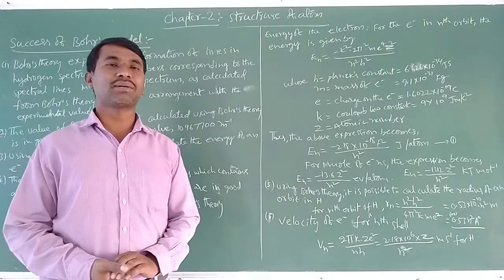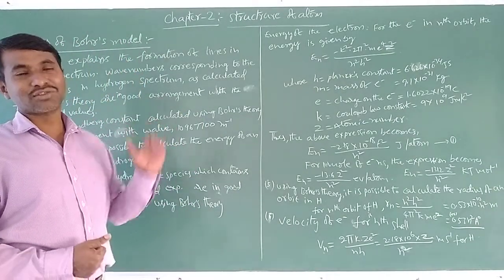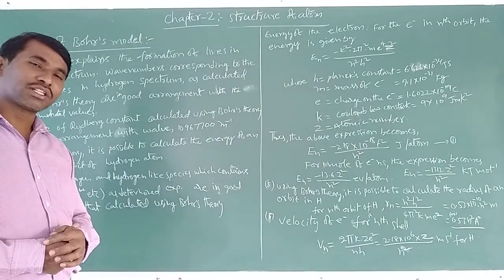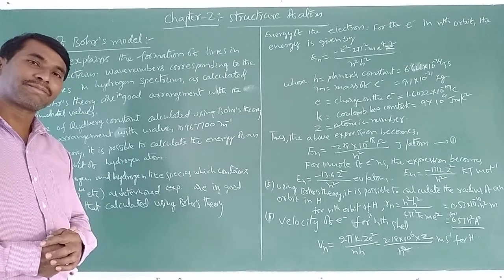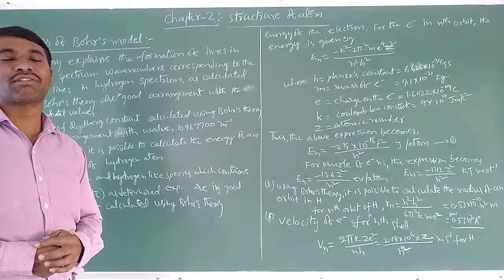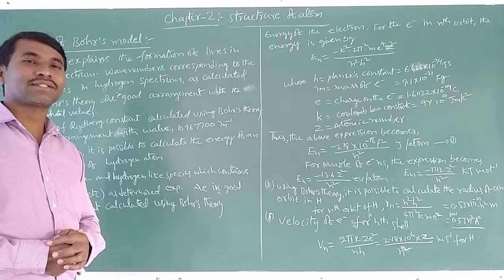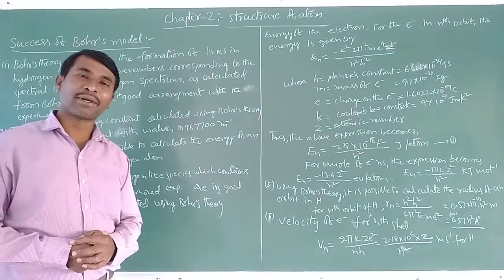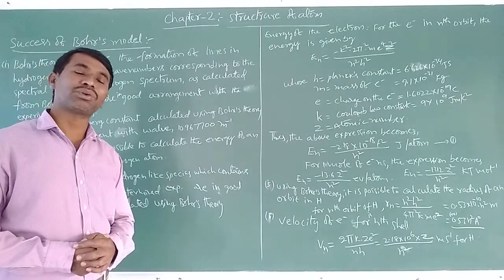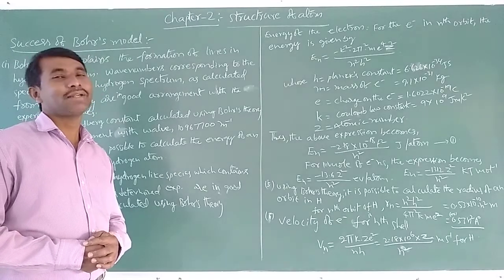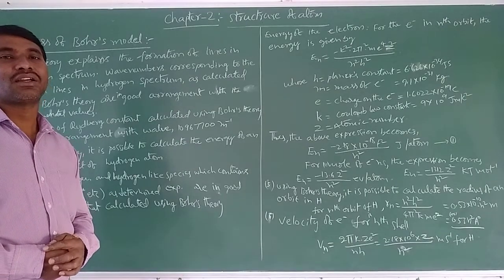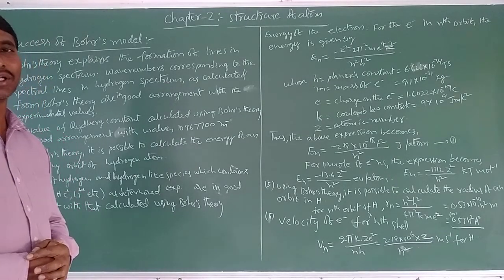Today I am going to be discussing the structure of the atom: the success of the Bohr model, or Bohr atomic theory. We know the main postulates of Bohr atomic theory: electrons revolve around the nucleus with a specific velocity in a circular path. The circular paths are called orbits, and the angular momentum mvr is equal to nh by 2 pi. So all these we know as the main postulates of Bohr atomic theory.